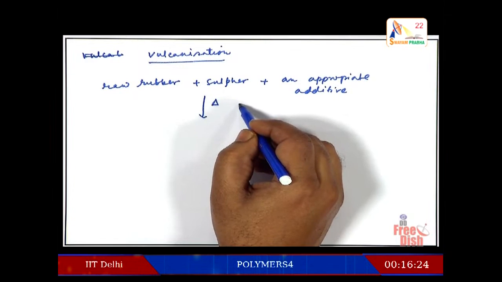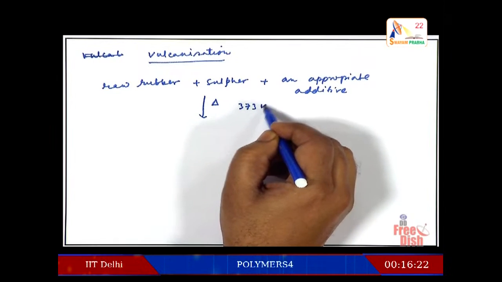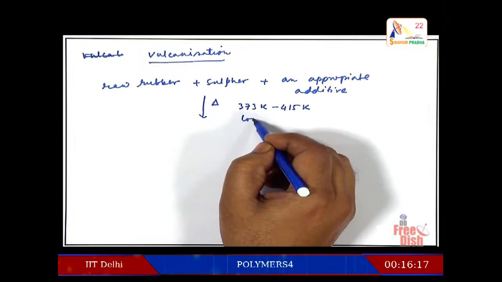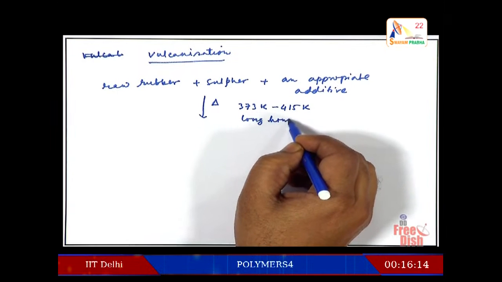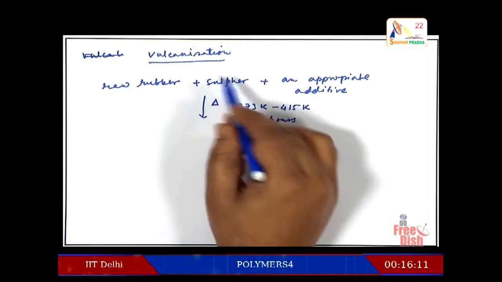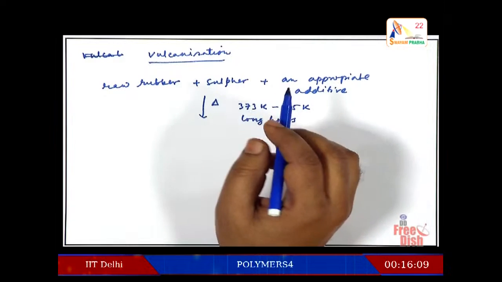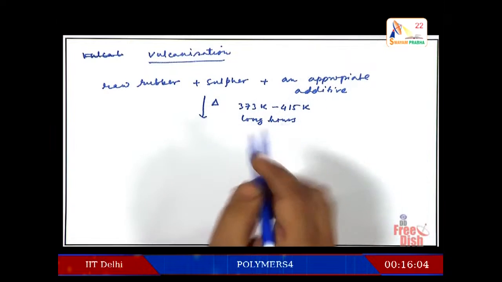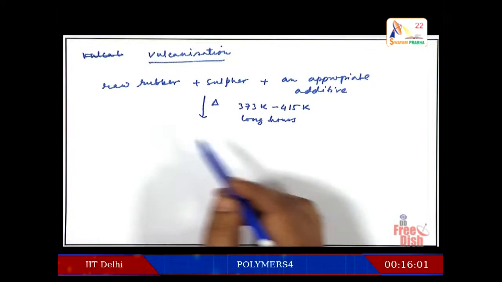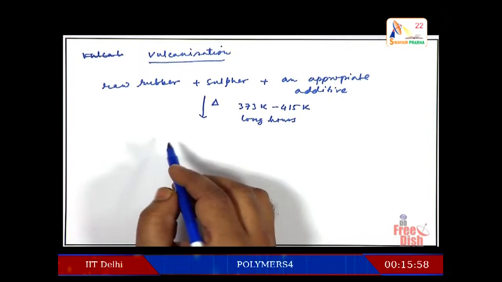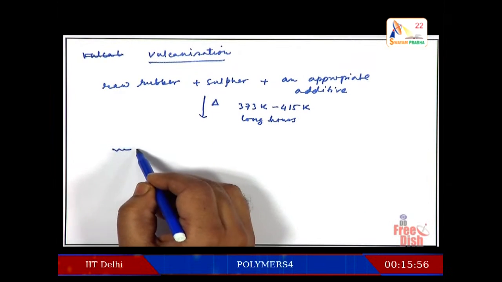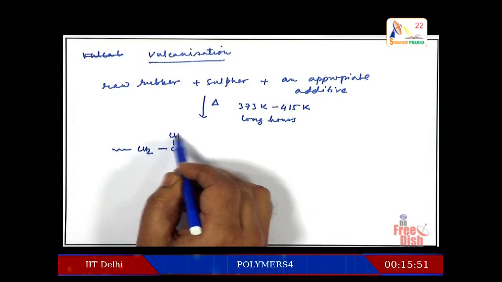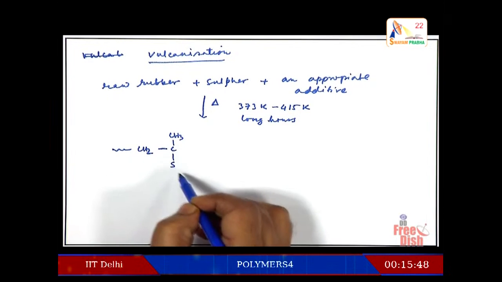You heat it up, generally at a temperature of 273 to 415 K, and you have to keep it for long hours. So, it takes time, and the amount of sulfur is small, probably between 1 to 5% in general, but it could be even smaller or even higher if required, and you get different cross linking products, and we are just writing a few structures.